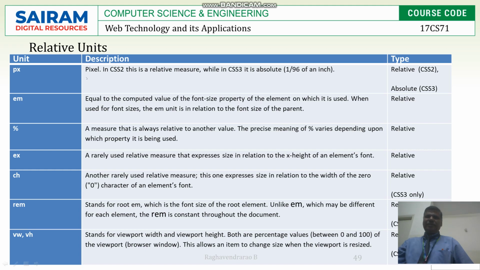Relative units are going to be given. Then px is nothing but a pixel. Relative to CSS, that is going to be there. Absolute is CSS3, there it is going to be used. Absolute versions of that. Then EM is there, equal to the compound value of the font size. This is going to be used.